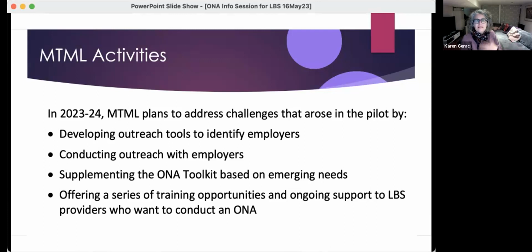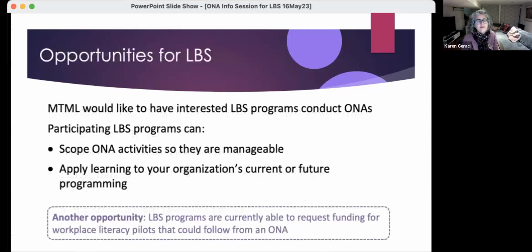We'll be looking at the ONA toolkit. Any emerging needs that arise, we can add to that toolkit, supplement it. And we're going to be offering a series of training opportunities, as well as ongoing support, as we offered last year, for anyone who is interested in conducting an ONA.